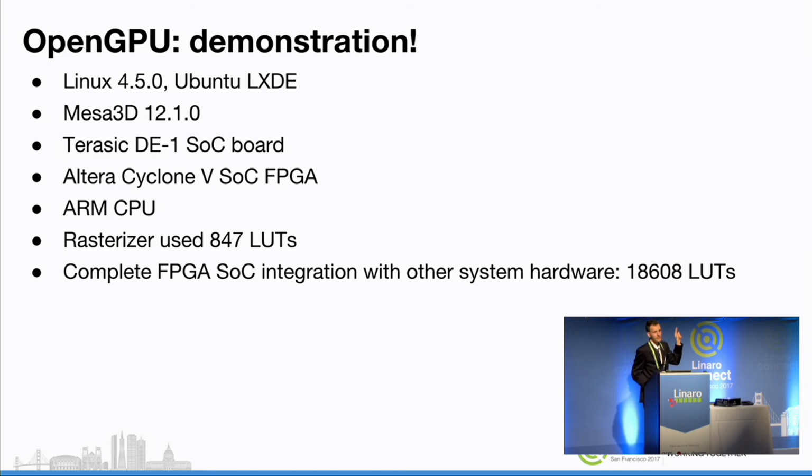Well, here is some information. Important thing: the rasterizer used just 847 LUTs. It's a small footprint, but it can be more optimized. But it is not the focus right now. And the complete SoC uses much more, but it's for the VGA hardware, for the memory system. There's a lot of things in a SoC system you need to set up before doing things. But in this platform, it has a lot of space, something like 85,000 LUTs.